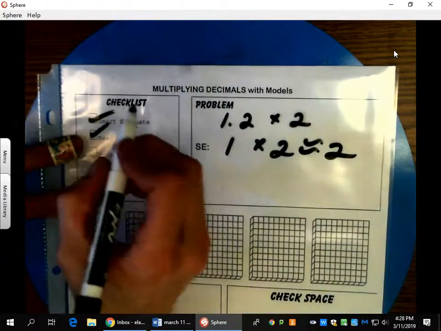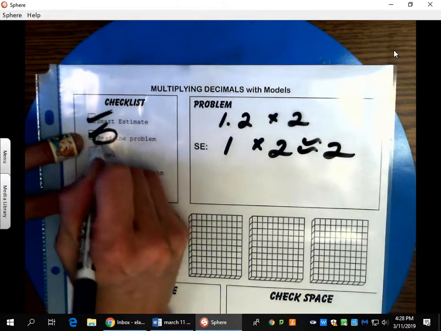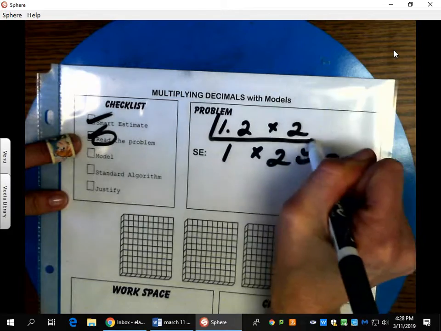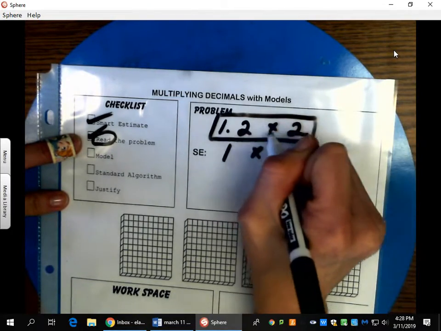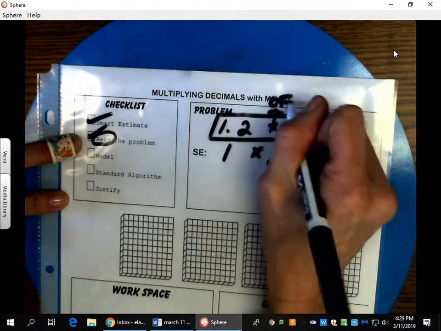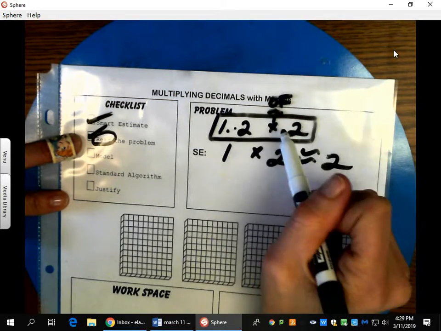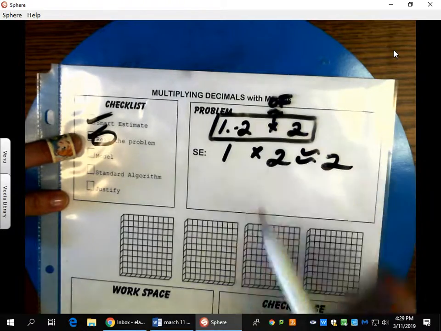Now, to read the problem, I don't just mean to look at the problem. I mean to really understand and comprehend the problem. So this is our problem, and this means 1 2/10 times 2, or, read it the other way, 2 of these. If I read it that way, that helps me think about the model. I want 2 of them.